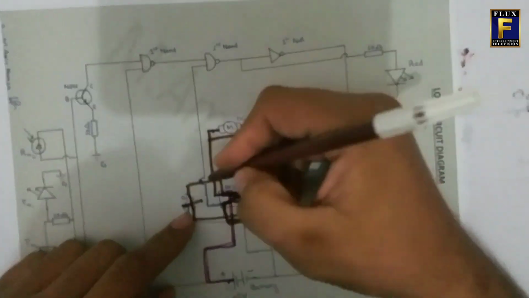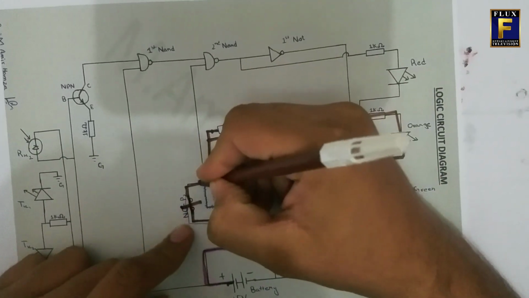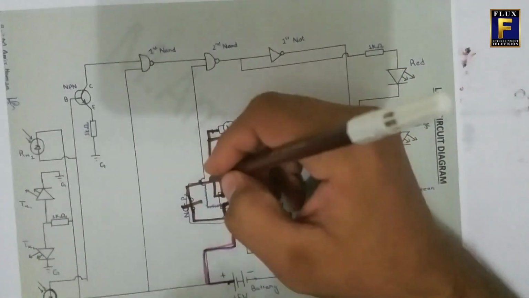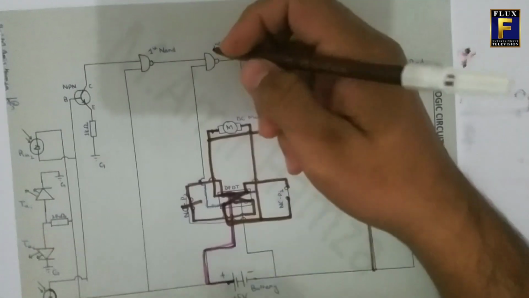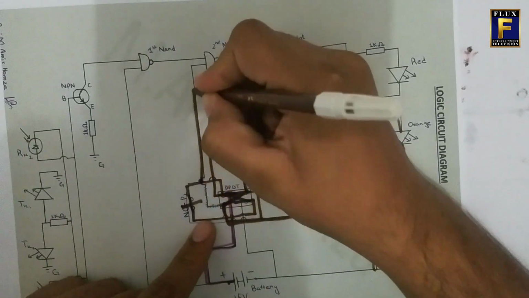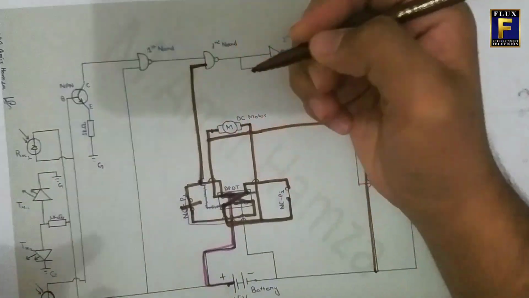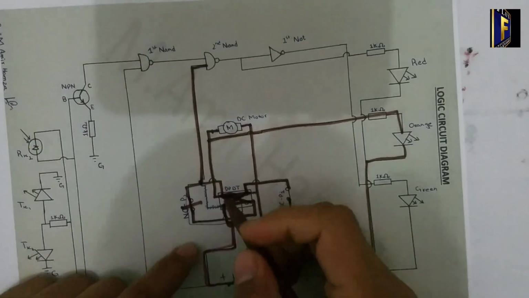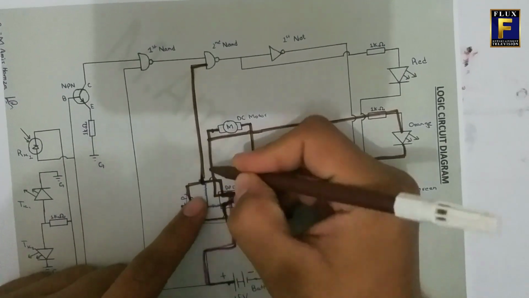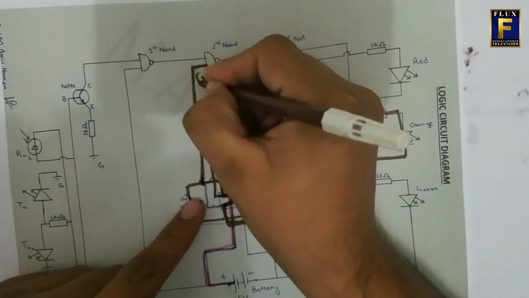And what will happen right here, as the NAND gate starts getting the input from here, it will now get 1 here.